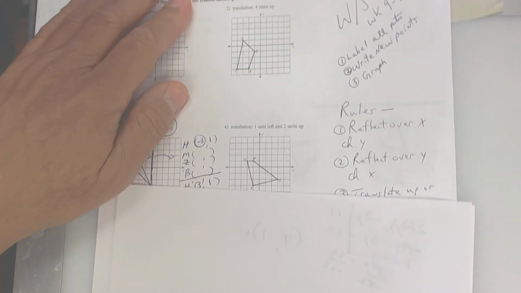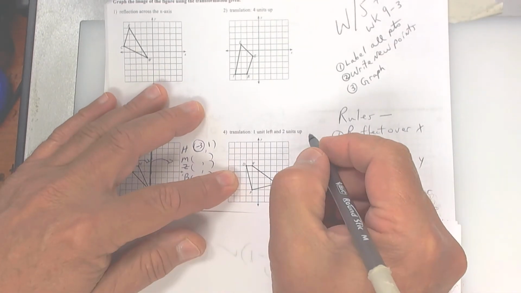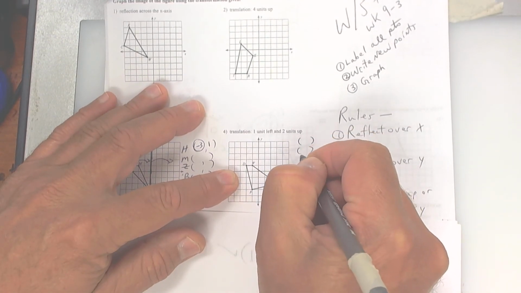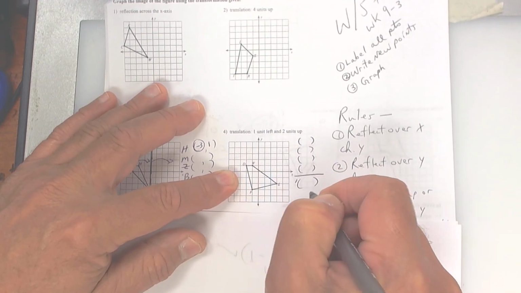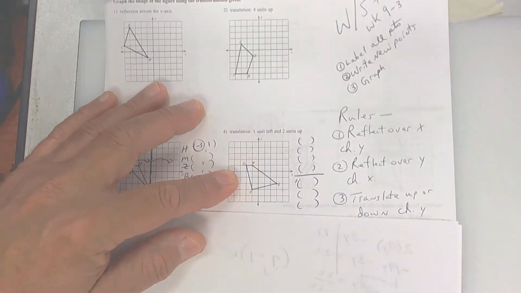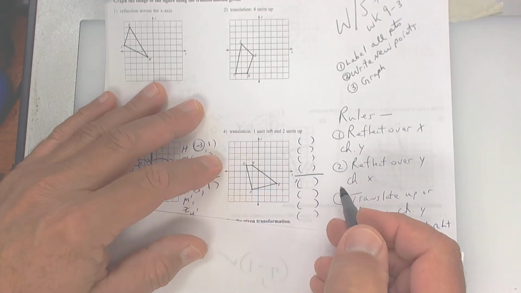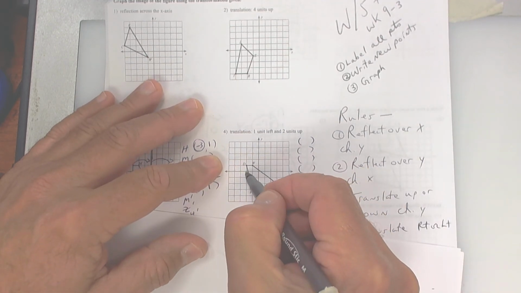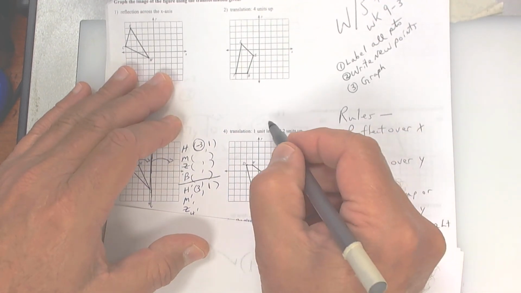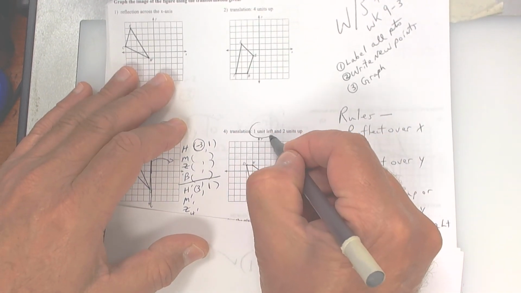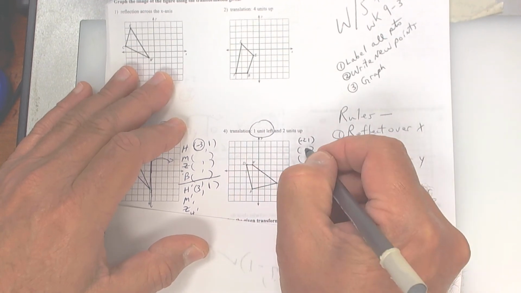This one right here says translate. So you're going to write all your points, and then you're going to write your new points, your prime points. Okay, and I want it exactly like this. So point D is a negative 2, up 1, and then you're going to translate it 1 unit to the left. If you go right or left, it changes the x.